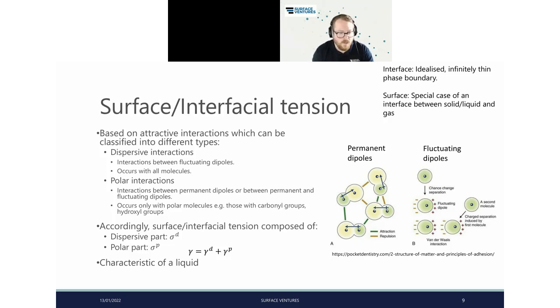And with these two different types of interactions, dispersive and polar, we can then assemble a full summation of surface and interfacial tension. So our full surface tension is the sum of the dispersive and polar parts. And this is characteristic of a liquid specifically. Solid surfaces are a little different. I'll cover those in a little bit.